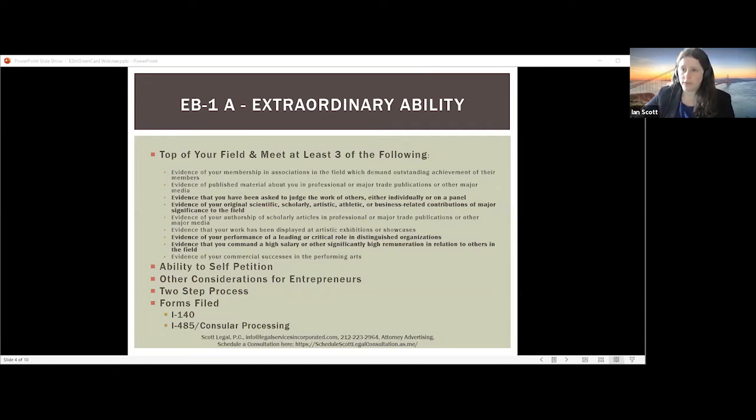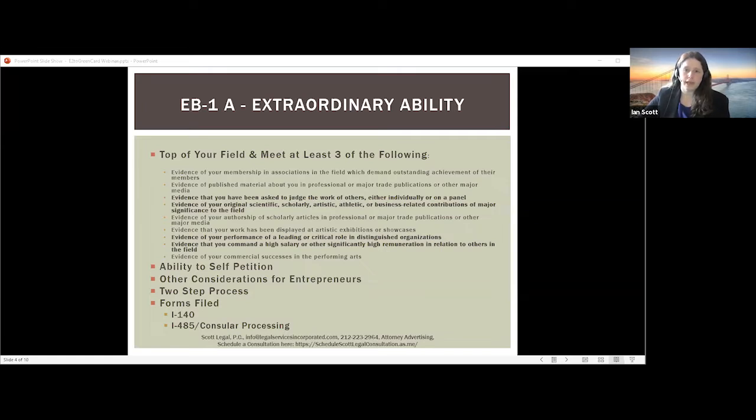In order to qualify for this category, you either have to have one extremely prestigious award, a Nobel Prize, something like that, or, more commonly, you'll show that you meet at least 3 of the criteria that are listed on the PowerPoint. Evidence of membership in associations, published material, evidence you've been asked to judge the work of others, your original contributions, scholarly articles, your work being displayed in artistic exhibitions, a leading or critical role in distinguished organizations, evidence you command a high salary, or commercial success in the performing arts.